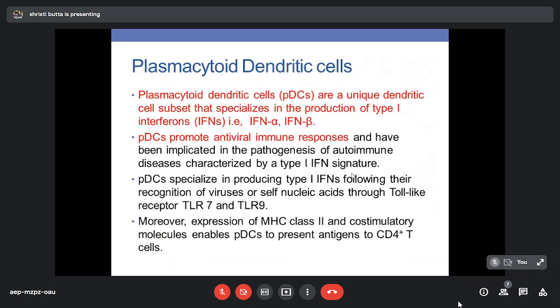Now coming to the plasmacytoid dendritic cells. Plasmacytoid dendritic cells are a unique dendritic cell subset. They are different from the classical dendritic cells. How? Because they are specialized in the production of type 1 interferons, that is interferon alpha and beta, which is responsible for the antiviral effect. They are important not only in the production of type 1 interferons, but also cause overexpression of MHC class 2 and the co-stimulatory molecules, which are responsible for CD4 plus T cell stimulation.